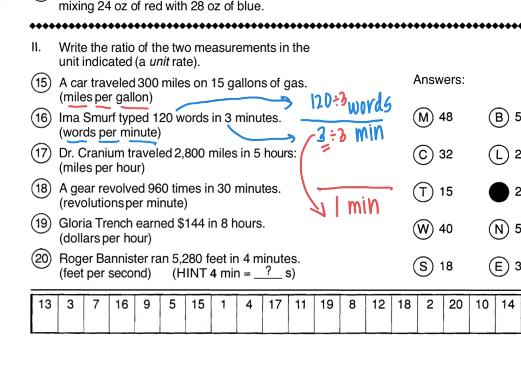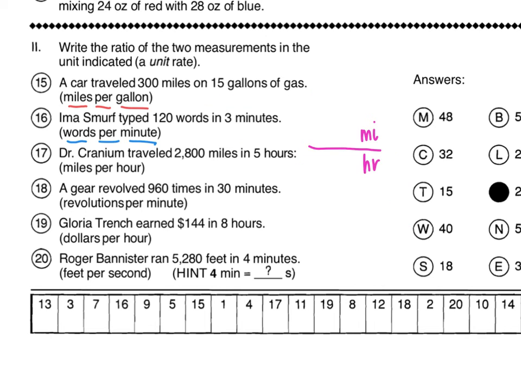That's the idea again, unit rate, 1. 3 divided by 3 is 1. And so our words will be on top. 120 divided by 3. Think of your basic facts. 12 divided by 3 is 4, and then we've still got that 0 there. So 40 words per minute, because again, the fraction bar says per with your rate. Our next example, Dr. Cranium traveled 2,800 miles in 5 hours, and we want miles per hour. And the fraction bar says what? Yes, it says per. So miles will be our numerator, hours will be our denominator.